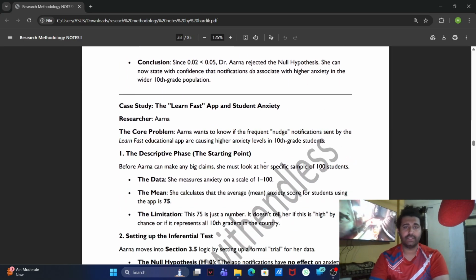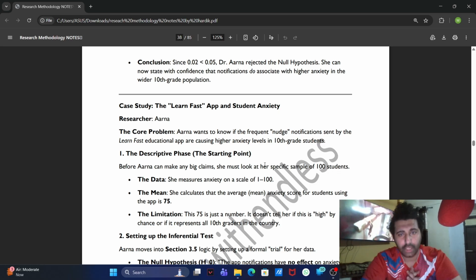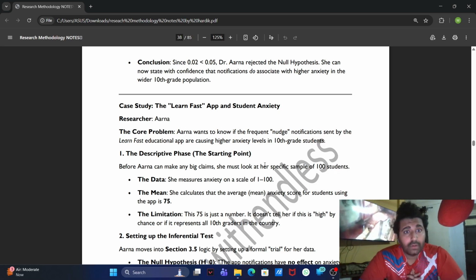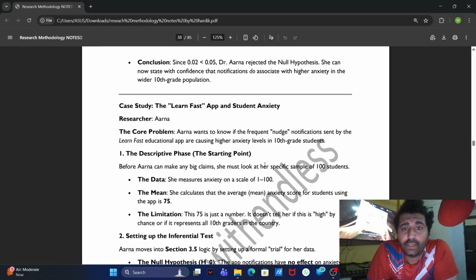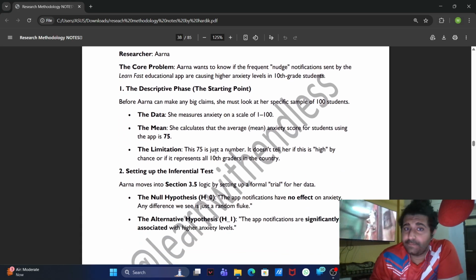The case study, Learn Fast and Society, let's discuss it again in detail. Researcher named Anna Kumari. The core problem: Anna wants to know if the frequent nudge notifications sent by the Learn Fast education app are causing higher anxiety levels in 10th grade students. The starting point: before Anna can make any big claim, she must look at her specific sample of 100 students. The data: she measured anxiety on a scale of 1 to 100. The mean: she calculates that the average anxiety score for students using the app is 75.